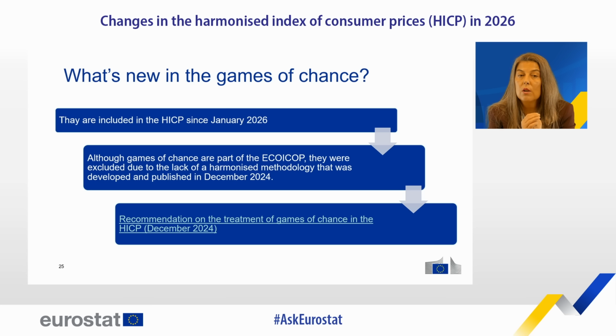So they were only included in the HICP since January 2026 because it's not easy to find data and to find a methodology to cover it. Not many countries in the world have it. But we managed, we did our research work, and we published these recommendations on the treatment of games of chance in December 2025. So in December 2024, then in 2025, we were getting data and getting prepared to have it since January 2026.